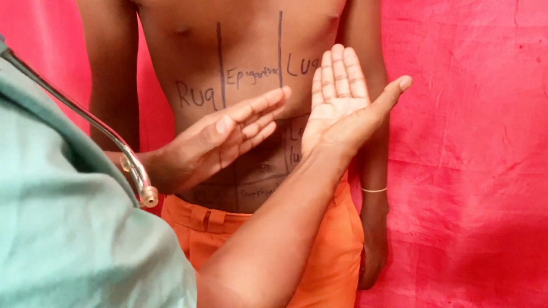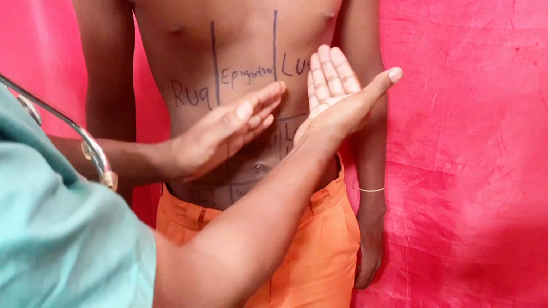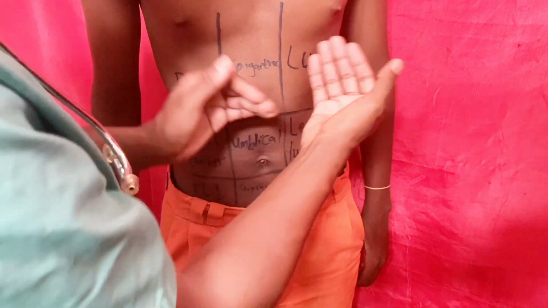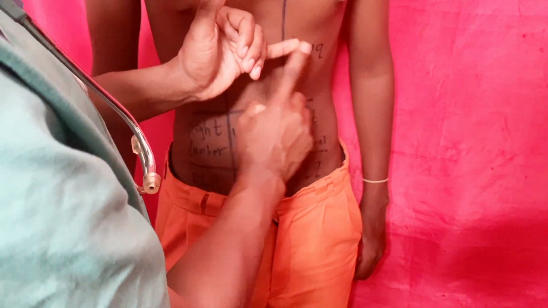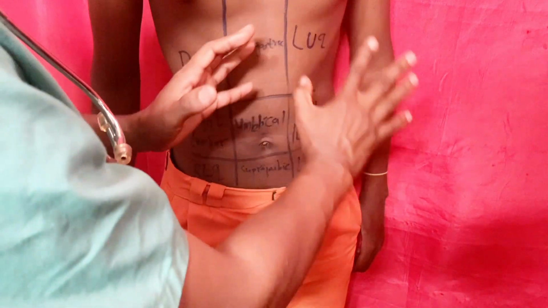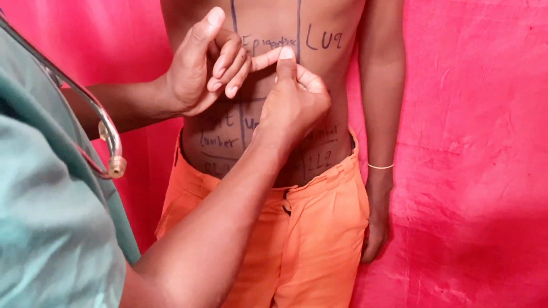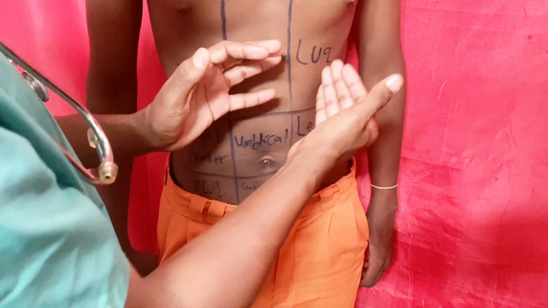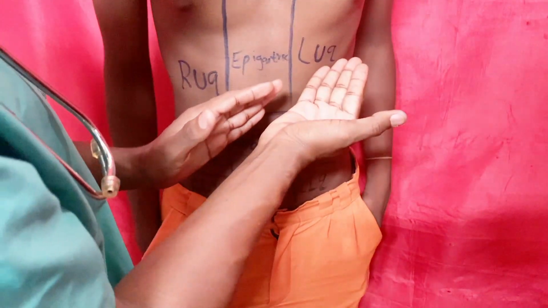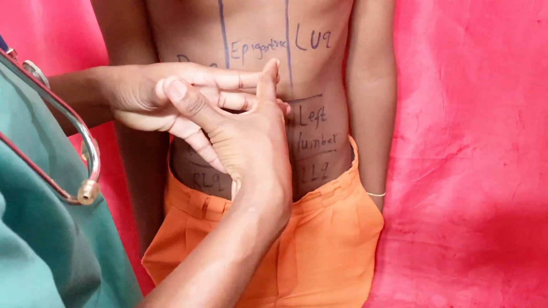Okay, we also have the left upper quadrant. In the left upper quadrant, organs involved include the stomach, the spleen, and the pancreas. So you may have conditions like gastritis, or splenomegaly, that is enlarged spleen, or maybe pancreatitis, that is inflammation of the pancreas, or maybe pancreatic cancer.